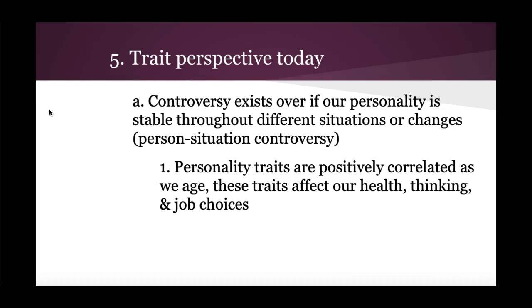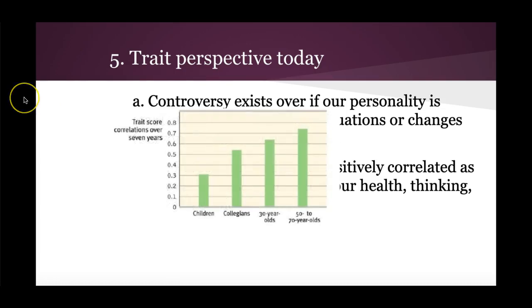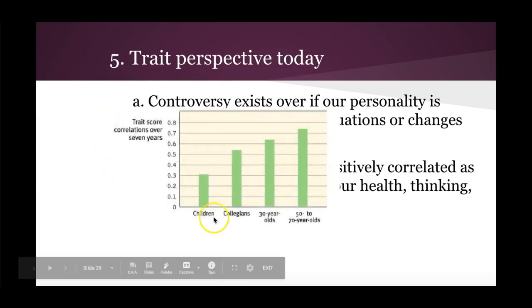And they do impact our health. Obviously, if you're a positive person versus a negative person, we've talked about that before. It impacts your thinking and how you view things, and also it impacts your job choices. Because if you're not an extrovert, you're not going to pick a job that's going to have you being day-to-day involved with people, right? So there is this trait score correlations over 7 years. For children, over the course of 7 years, the correlation is very low versus 50 to 70-year-olds, very high correlations. They're definitely scoring basically the same. Okay.